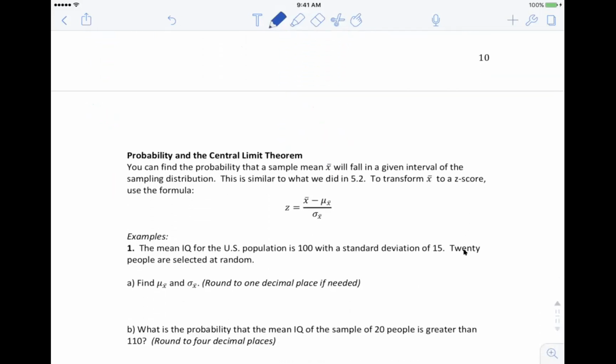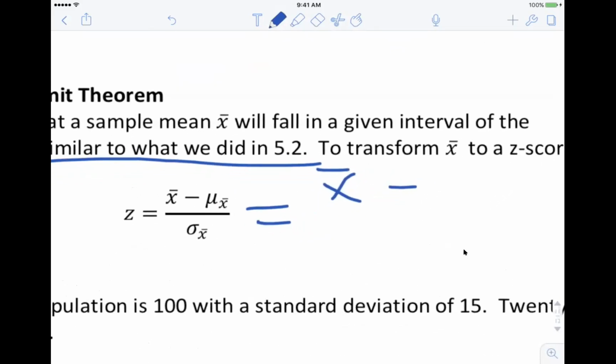One more formula is for a z-score. So you're going to have to find a z-score in these problems, and they're similar to what we did in 5.2. It looks kind of like that same structure. We've got x bar, and then we have that mu sub x bar. Let's blow this up a little bit. Mu sub x bar we just saw is the same as mu, so this simplifies just to mu right there.